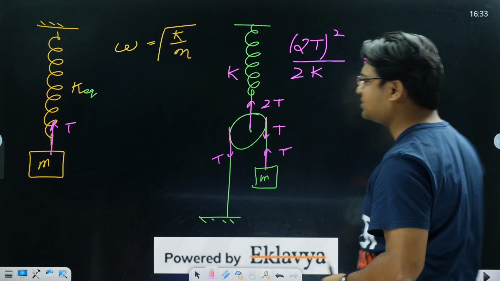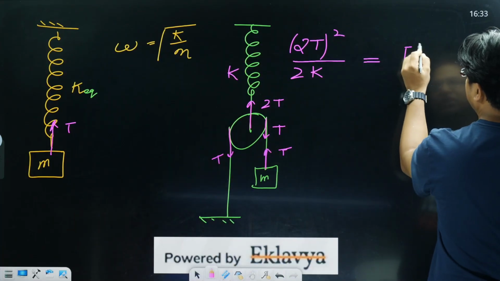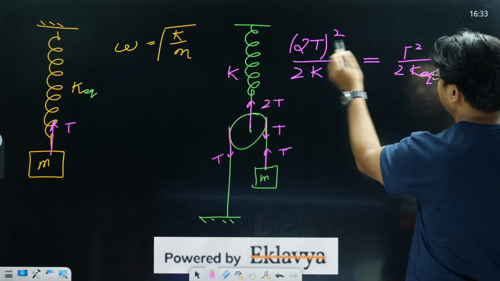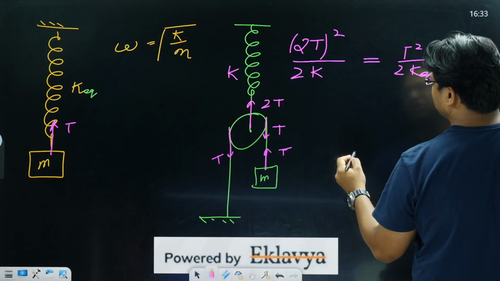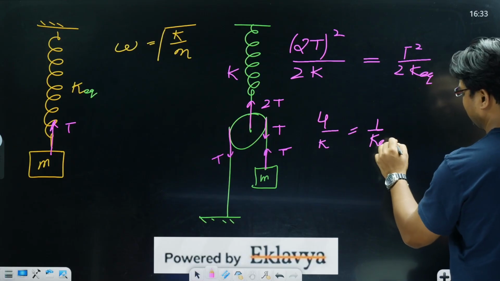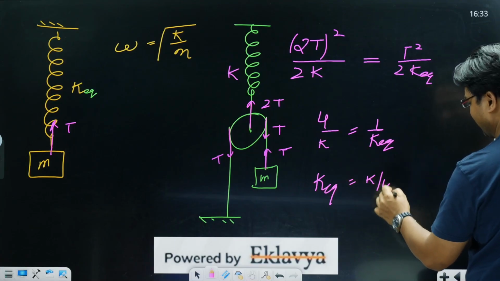Now this should be the same as the energy stored in this spring. For that spring, the energy would be written as T squared by 2k equivalent, and see this, we are done. T squared gets cancelled, 2 gets cancelled. So we are left with 4 by k is equal to 1 by k equivalent, or in other words, k equivalent is equal to k by 4.